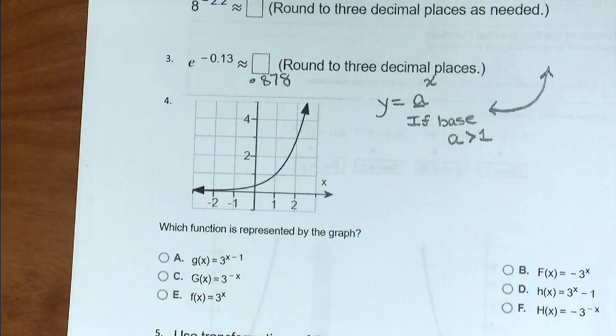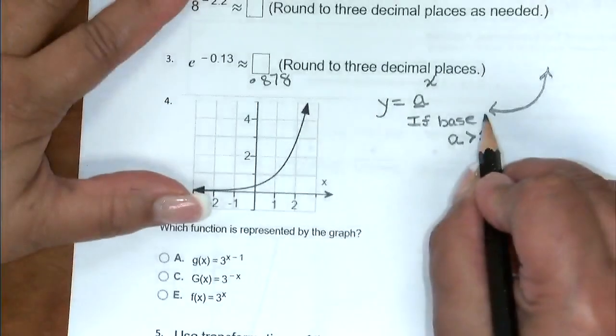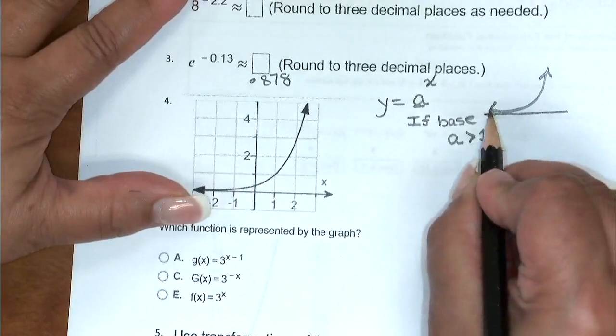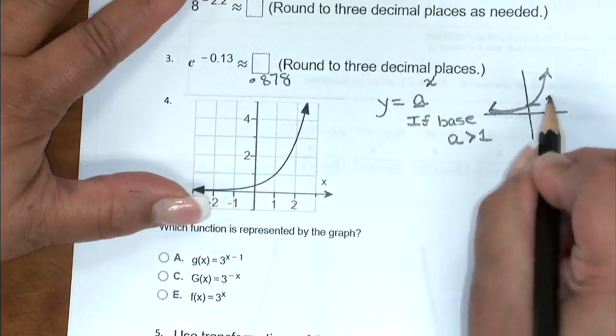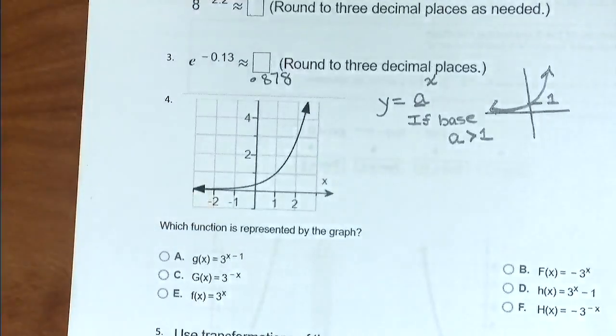A parent graph will look like this. This little wing right here will be held up by the x-axis and it'll go right through the number 1. That's if I put no shifts on it whatsoever. These are the key characteristics of this graph. Tail hovers above the x-axis, goes off to infinity to the right when the base is greater than 1. And it goes through the number 1. The minute I start shifting it, you're going to shift that point at 0, 1.